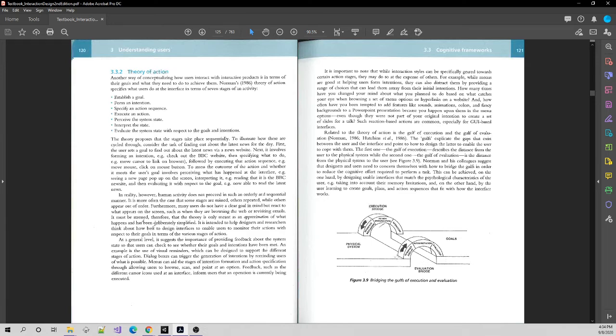So there's this display of the interface. The user must interpret that and then evaluate if their goal has been achieved. If not, do more execution, evaluate, until they think they've achieved their goal through a series of steps of actions.